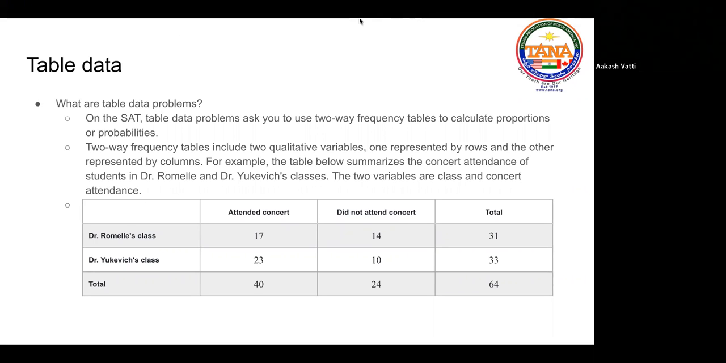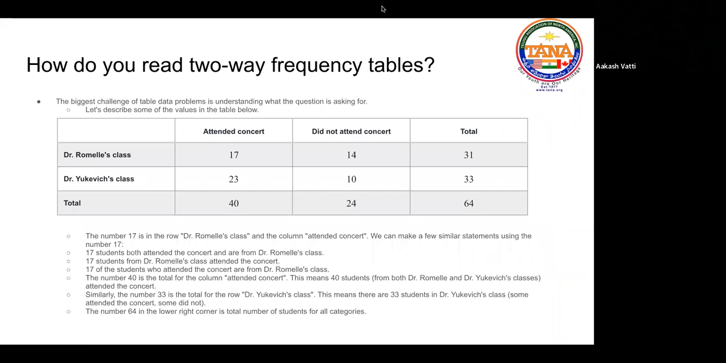So you have a table where 17 people from Dr. Rommel's class attended the concert, 23 from Dr. Yukovic's class attended the concert, and so on. And it just gives you data about a situation. So how do you read two-way frequency tables? The biggest challenge of data table problems is understanding what the question's asking for. So let's just talk about some of the values in the table below.